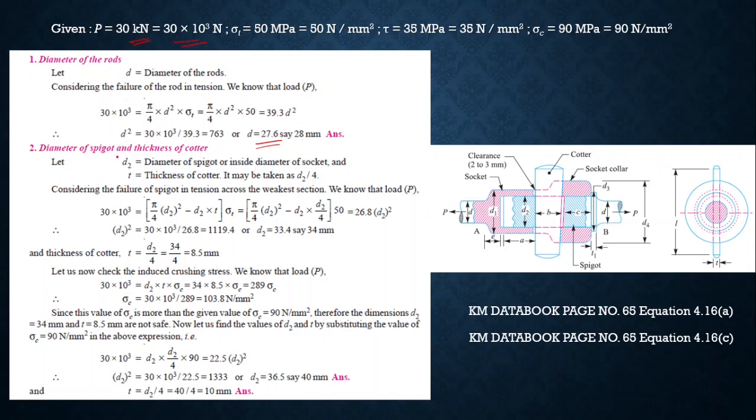Okay. Next, diameter of the spigot. Here this is the spigot. Spigot is the part which will penetrate into the socket, and this diameter is equal to d2. Then how to find out this diameter of the spigot? That we will discuss in this particular section. Then diameter of the spigot and the thickness of the quarter. This one is the quarter, and this is the thickness. This t is the thickness of the quarter. Then d2 is equal to the diameter of the spigot or inside diameter of the socket. We can say that the diameter of the spigot is equal to the inside diameter of the socket.